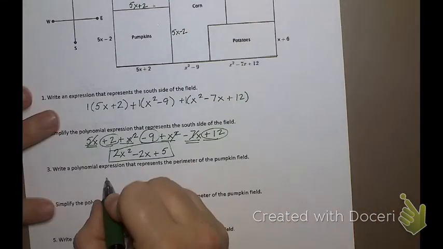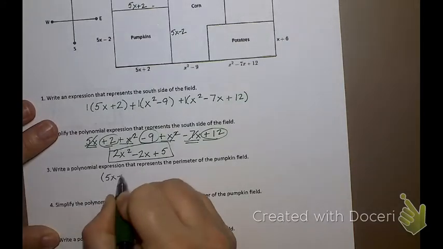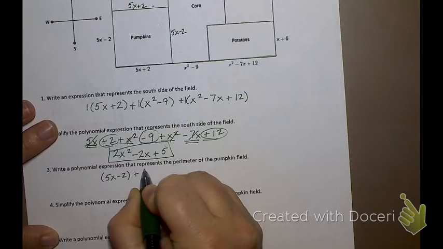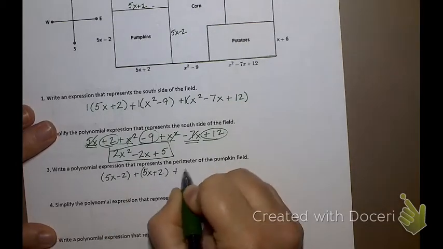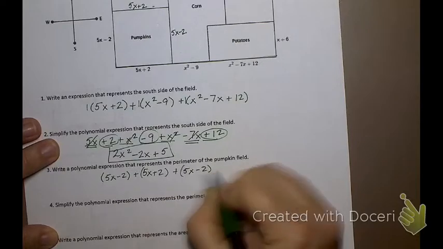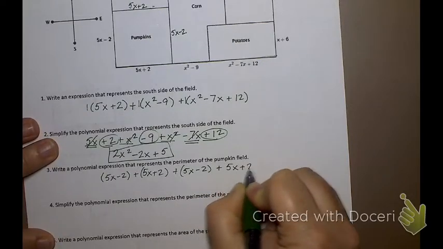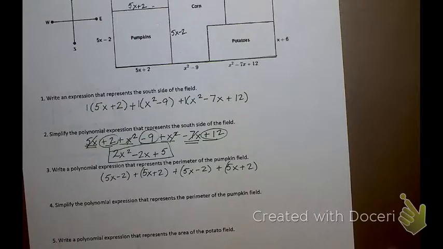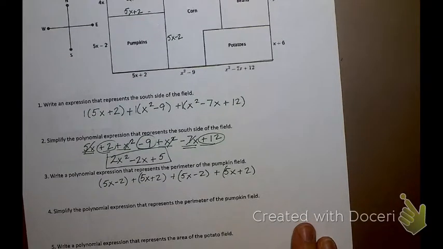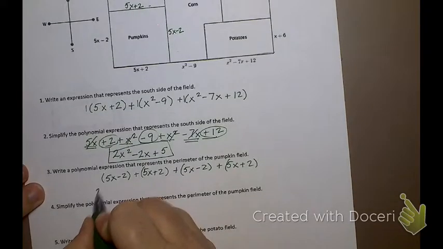So the perimeter would be 5x minus 2 plus 5x plus 2 plus 5x minus 2 plus 5x plus 2. Can you think of another way I could express that perimeter? 5x minus 2 squared plus 5x plus 2 squared. So close. Not squared, but something else. I'm not multiplying 5x plus 2 times 5x plus 2, so I can't square it. I'm taking it and I'm using it twice.